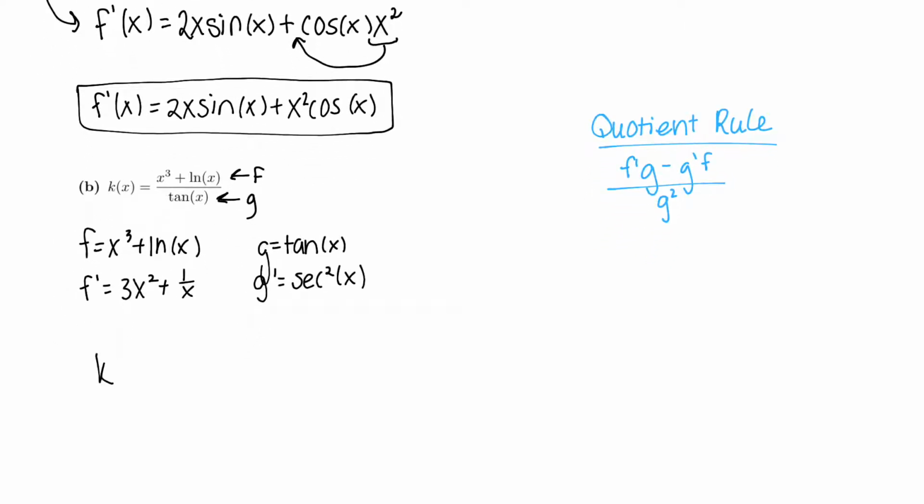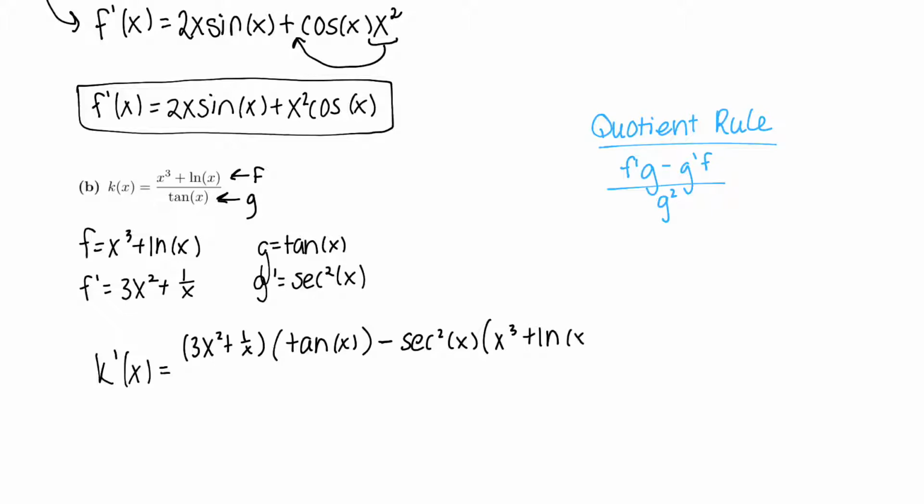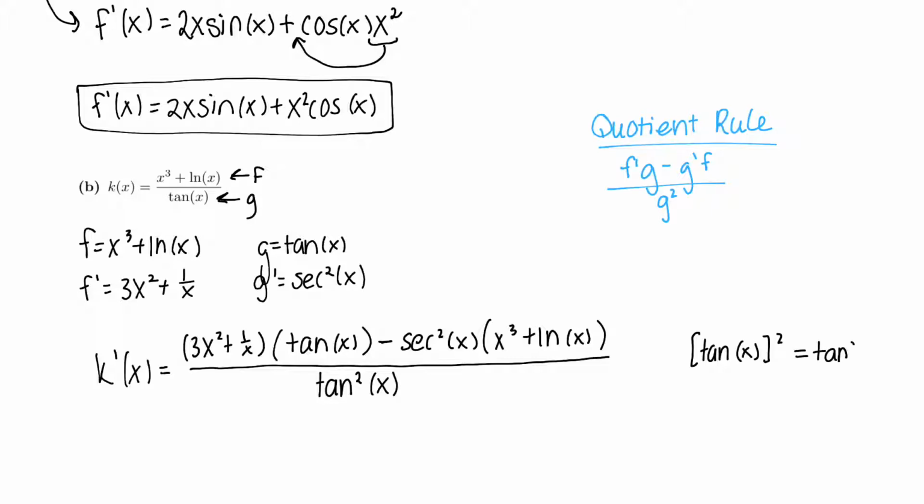So the derivative: f prime is 3x squared plus 1 over x times g, which is tangent x, minus g prime, which is secant squared x, times f, which is x cubed plus ln x, all over g squared. I'm just going to write that as tangent squared, which is the same thing as writing that. This is the same thing as tangent squared.